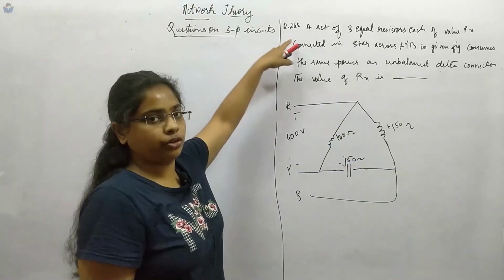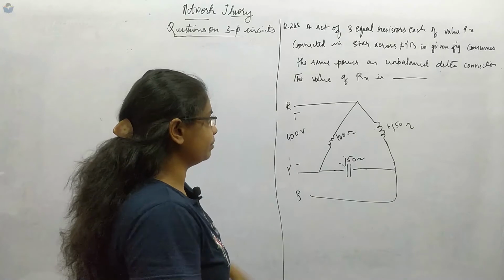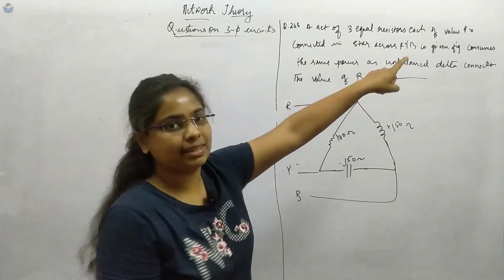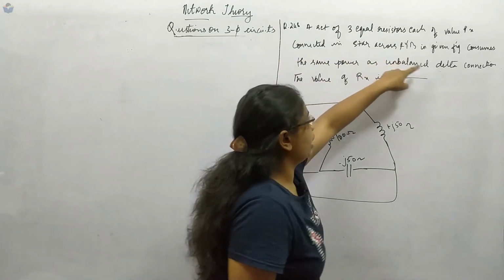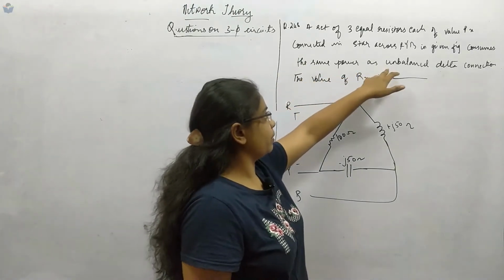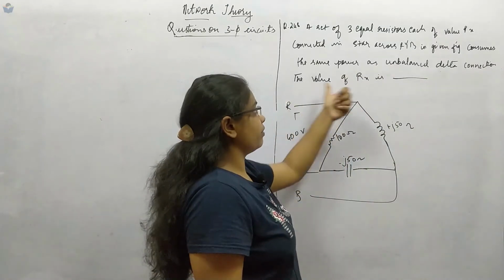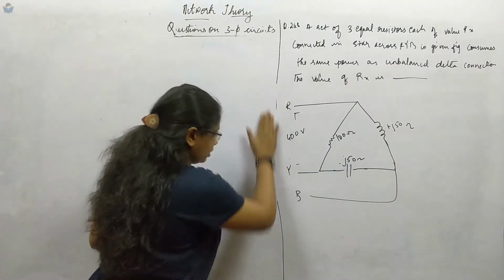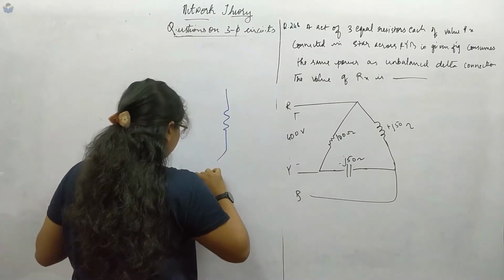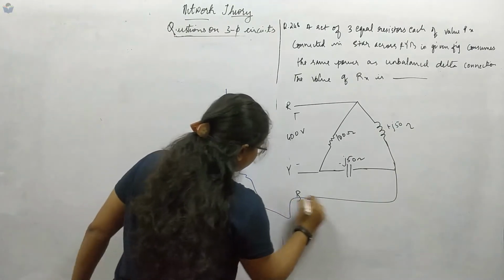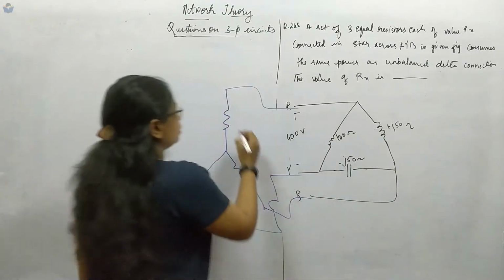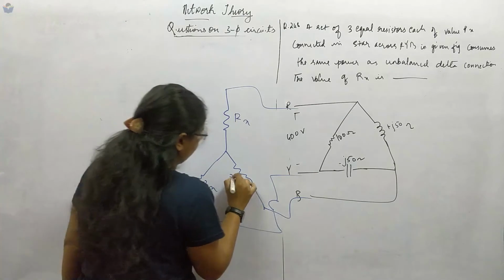Next we will see some more questions based on this. Coming to question number 248, this was asked in the electrical branch in the GATE exam. The set of 3 equal resistors, each of value Rx, connected in star across R, Y and B, consumes the same power as an unbalanced delta connection. So the value of Rx is? Now this is RYB across which they have connected a star connection. So these values are Rx, Rx and Rx.